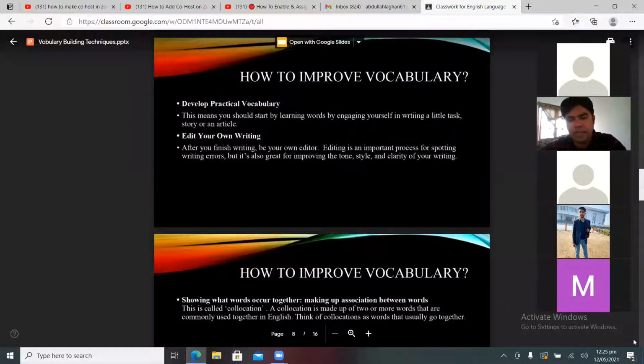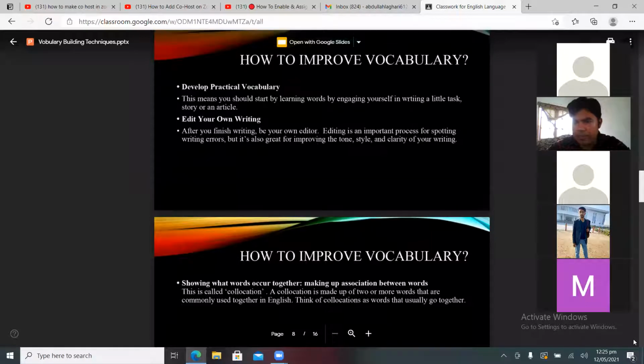Better if you're giving it to your elder, or any other family member. Better if it is a teacher, or any other mentor, it can help you a lot. Editing is an important process that we call assessment also. Once you're getting your write-ups assessed by your seniors, teachers or mentors, you'll be able to find gaps in your write-ups. On the basis of that feedback, you can modify your write-ups. Now, showing what words occur together. This is very important.